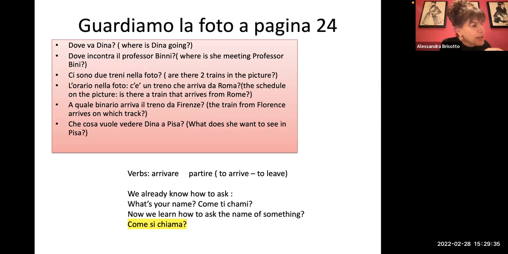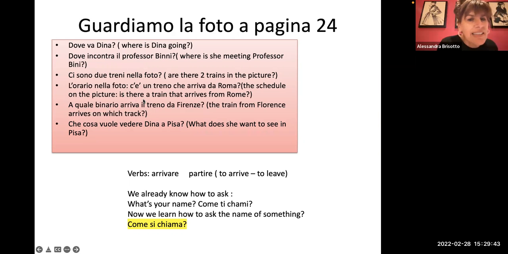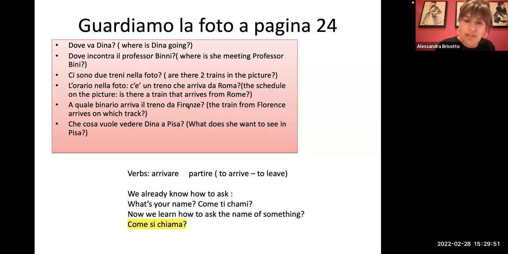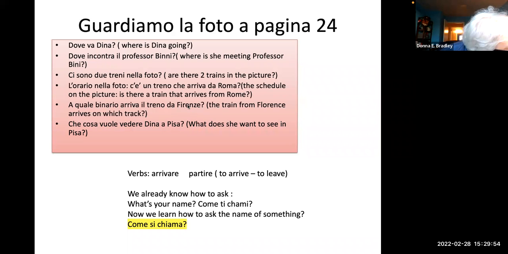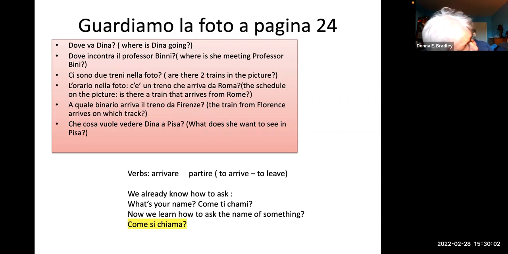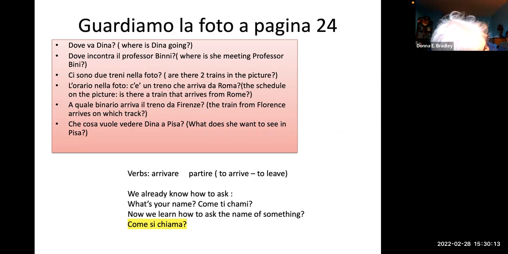But there is a picture with the orario, trains in arrival. So, the schedule in the picture, is there a train that arrives from Rome? Sì, sì. A quale binario arriva il treno da Firenze? What track? I can't see it. I think it's track number 9. It could be the number 9.